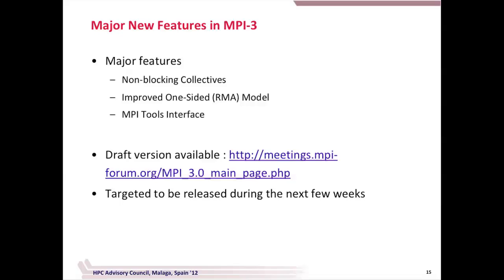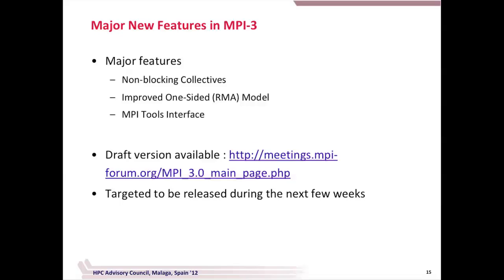The plan is to have MPI 3.0 out, and then people will be talking about MPI 3.1, 3.2, or MPI 4. Those are the things which will happen in the future. In MPI 3, the three important things coming out are the non-blocking collectives, the improved one-sided model, and the MPI Tools Interface. This is what I'll be talking about in a little more detail.